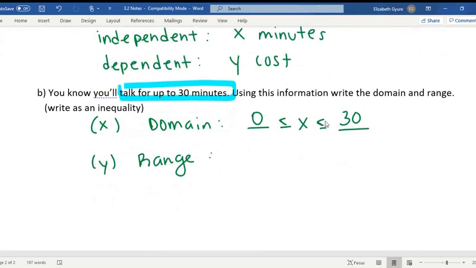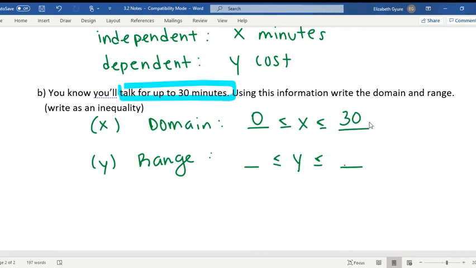So we're going to use our same structure here. We're going to have our blank less than or equal to y less than or equal to blank. We just don't know what to put in the blanks. But we have an equation and we have some numbers to work with. So how this kind of works is your range is your cost in this problem. So this is like the least amount you could pay. This is the most you're going to pay. Well, you're going to pay the least if you talk 0 minutes, right? You're going to pay the most if you talk 30 minutes.